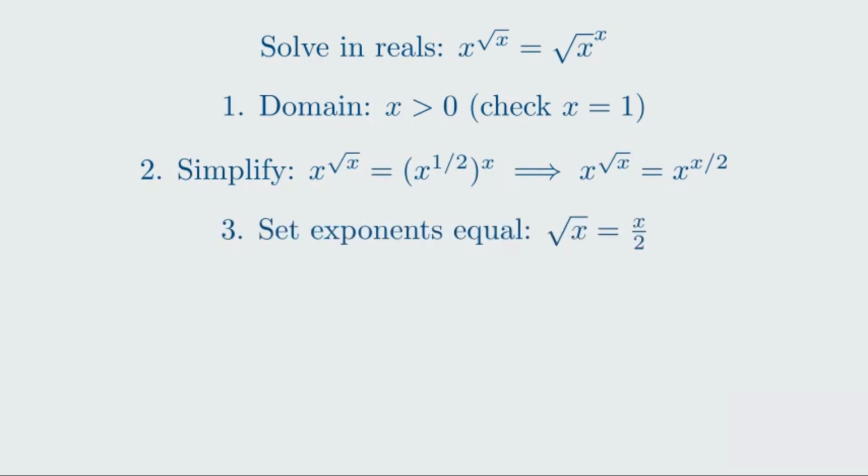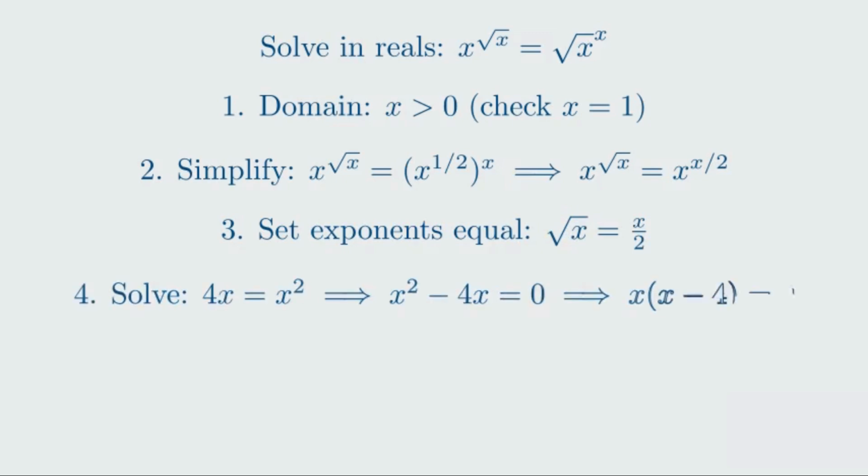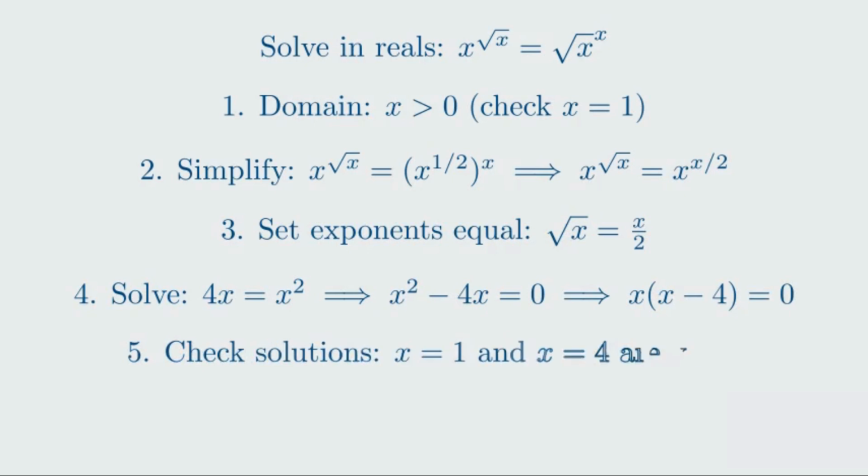Third, because the bases were the same, we set the exponents equal to each other. This gave us a new, simpler equation to solve. Fourth, we solved this new equation, which was a quadratic. We found two potential solutions from this step. Finally, we performed a crucial step, checking all our potential solutions in the original equation to identify and eliminate any extraneous solutions. We confirmed that x equals 1 and x equals 4 are the only real numbers that satisfy the equation.